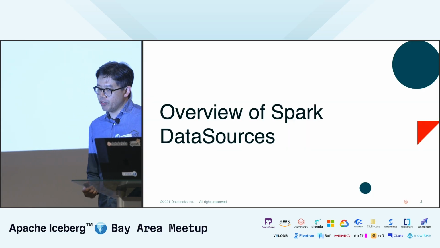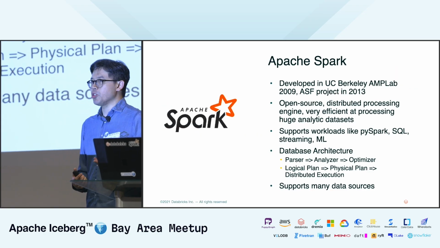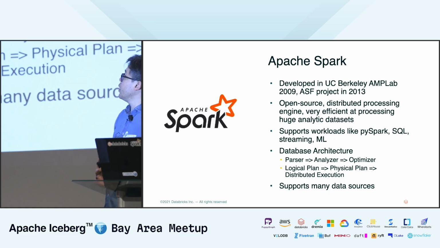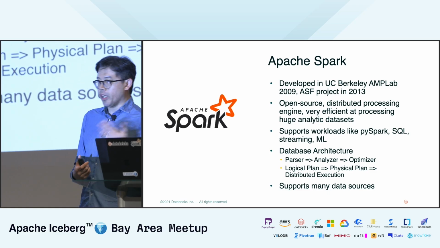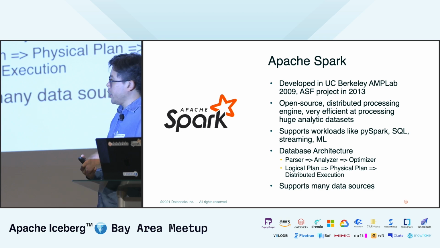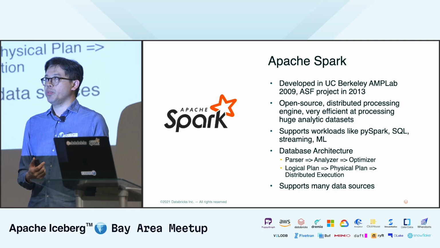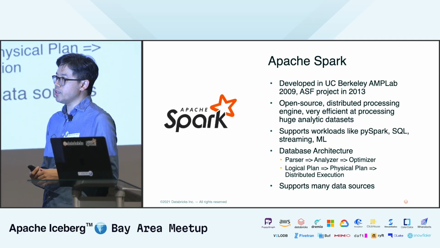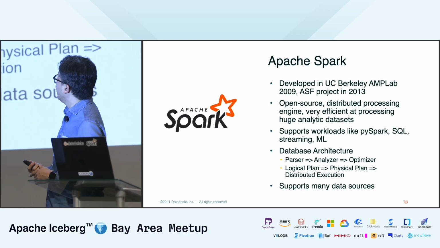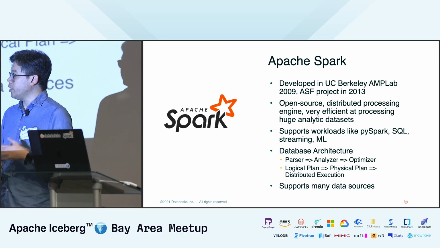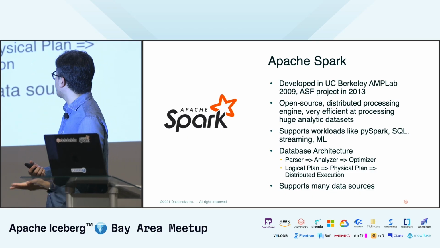So first, a brief overview of Spark and the data source ecosystem. Apache Spark, I think most people know about it. It's an open source project developed way back in 2009 by UC Berkeley AmpLab, who went on to found Databricks, became an Apache Project in 2013. And essentially, it's one of the best open source distributed processing engines for analytic data sets. I think it's really hard to match the scale of Spark in this category. And then it's very user-friendly. There are so many different workloads it supports, right? Like streaming, ML, Spark SQL, PySpark.